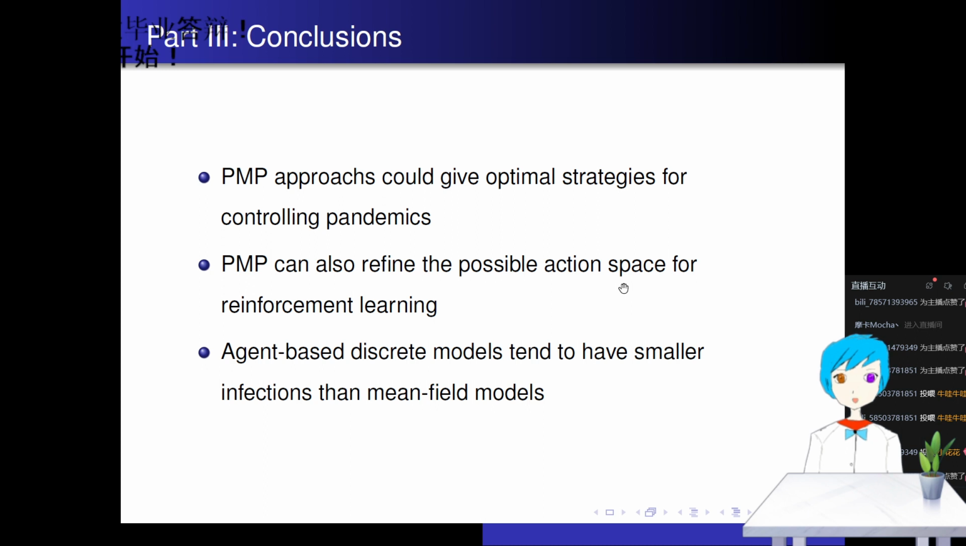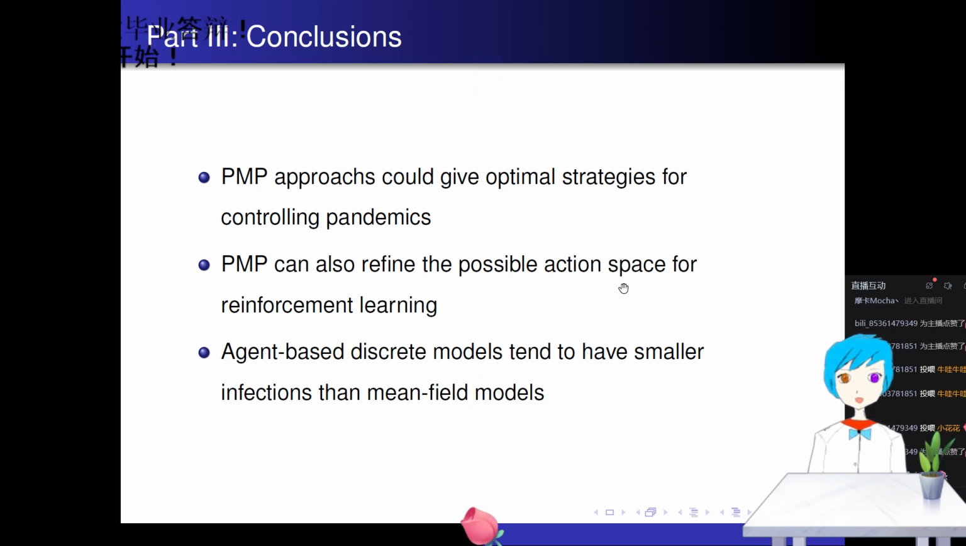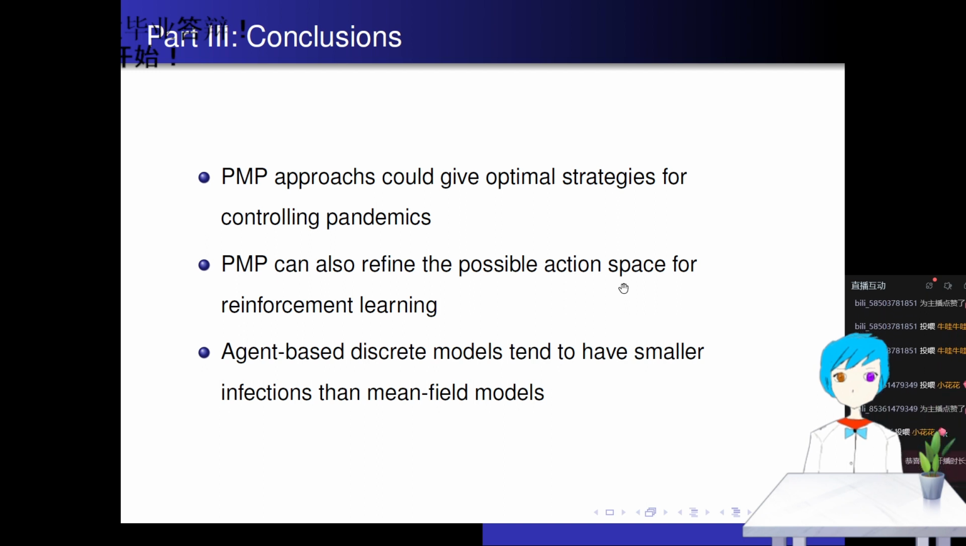We develop PMP approaches that could give optimal strategies for controlling pandemics. PMP approach can also refine the possible action space for reinforcement learning. We also implement the PMP strategies to agent-based discrete models. And we found that those strategies are still useful. Maybe they are not optimal, but they are useful. And those agent-based models tend to have smaller infections than the mean field models.